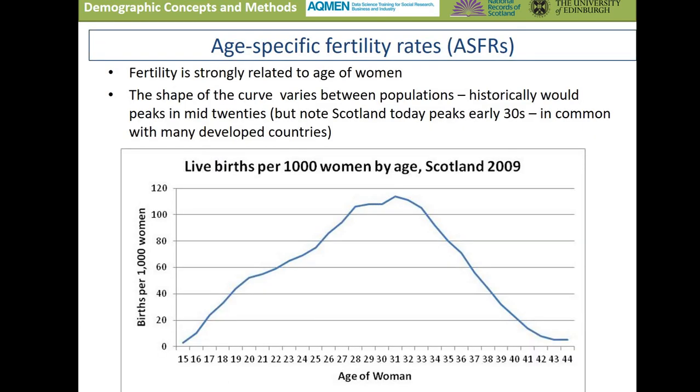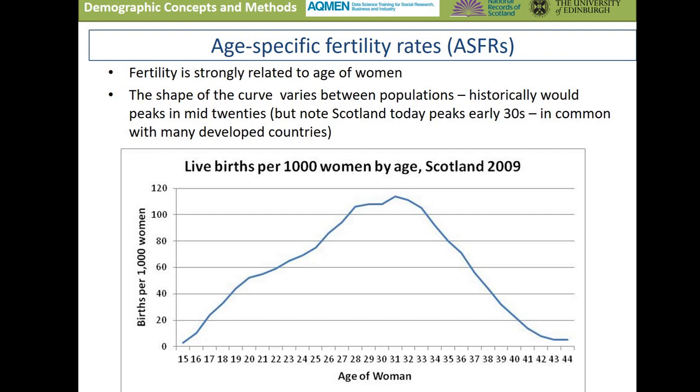What we can look at to deal with the issues of the general fertility rate is age-specific fertility rates, or sometimes referred to as schedules of fertility rates. And this is where we look at fertility rates at individual years of age. We can see here from this graph showing age of woman and the births per thousand women in Scotland in 2009, a really strong relationship.